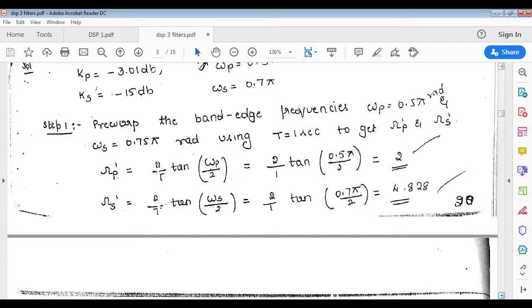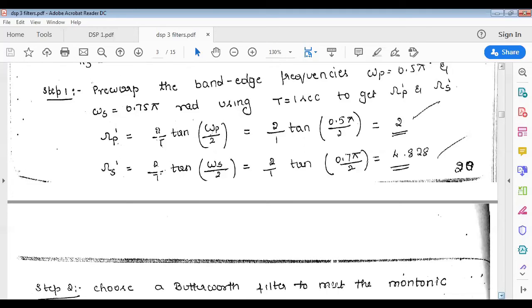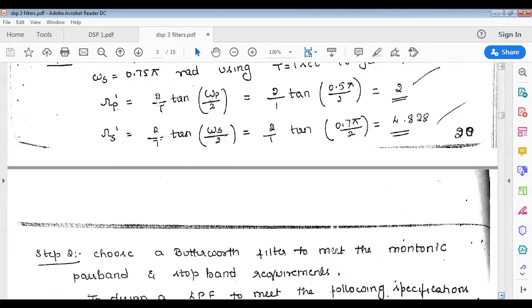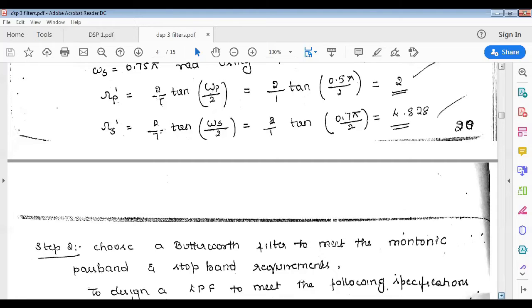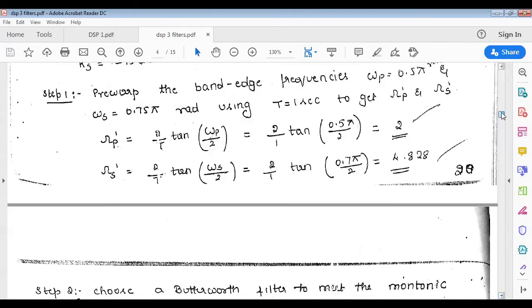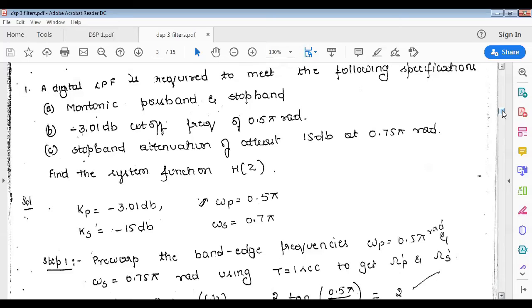Once we get the analog frequency data, the second step is to design the filter. From the given specifications, we need a monotonic passband and stopband. A monotonic passband and stopband is nothing but a Butterworth filter. We don't have any ripples. We need a smooth passband and stopband, so they wanted us to design a Butterworth filter.